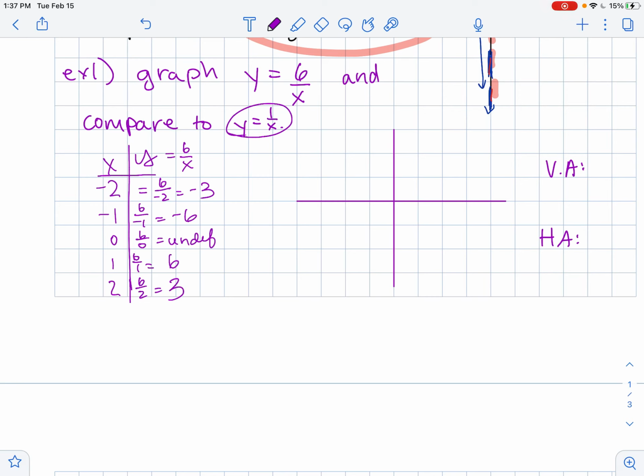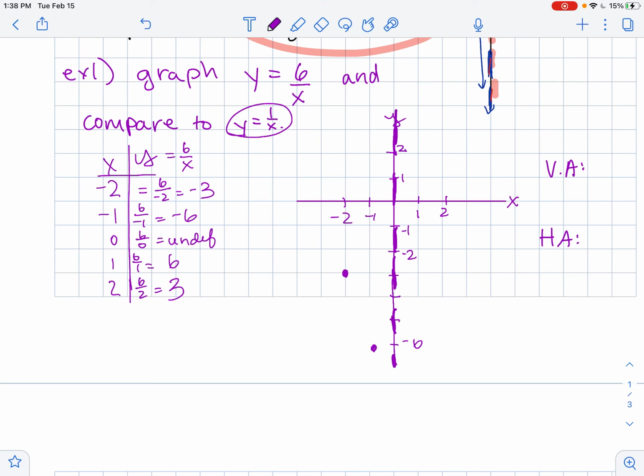So let's graph those points. Here's 1 and 2, and here's 1 and 2 on the y-axis. Here's negative 1, negative 2, and here's negative 1, negative 2 on the y-axis. At negative 2, over to negative 2 and down to negative 3, we see the point there. At negative 1, down 6, looks like this. At 0, we know it's undefined, so it's like this dashed line right here.